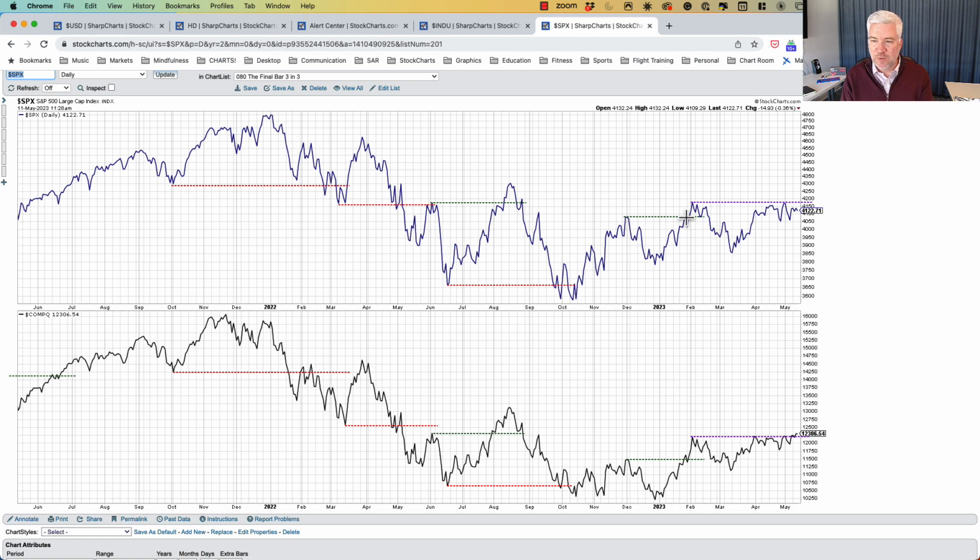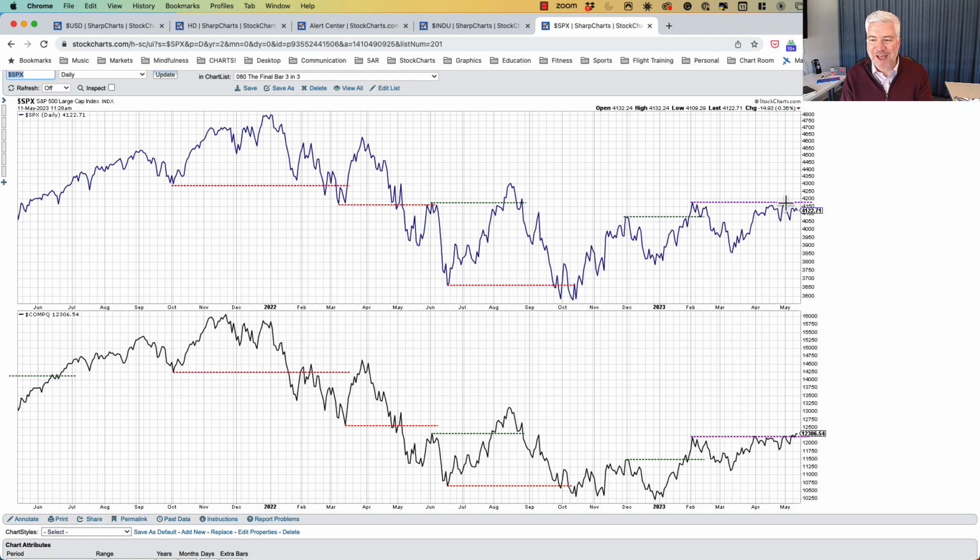Look at what happened in January into February. Both the S&P and the Nasdaq made a new high for the year and got above their November and December peaks. And I think that's pretty important. That's what's called a bullish confirmed pattern. New Dow Theory buy signal, thumbs up.